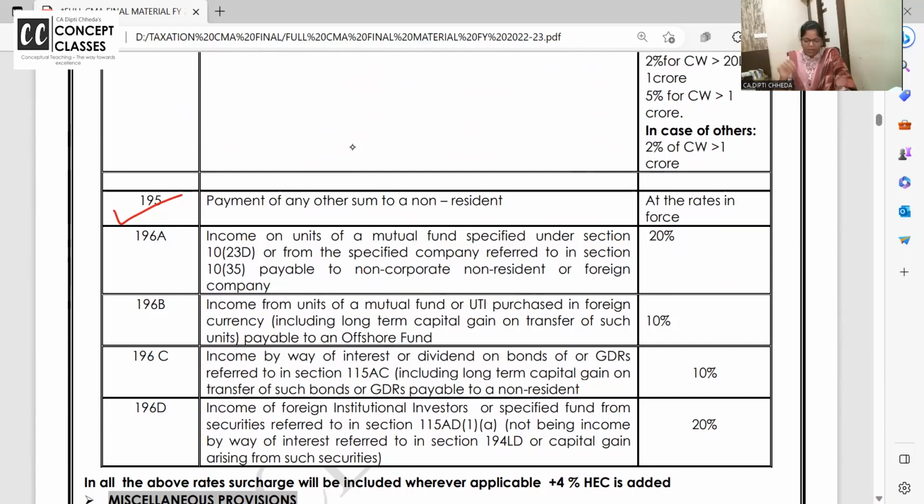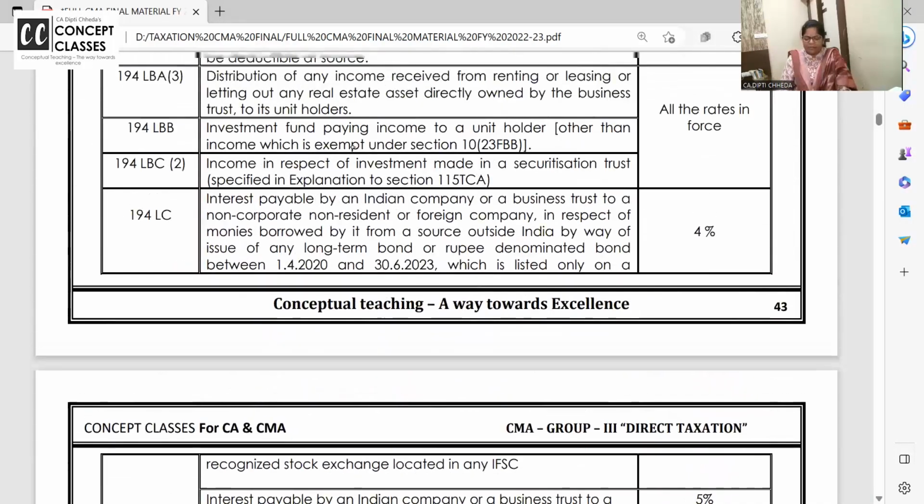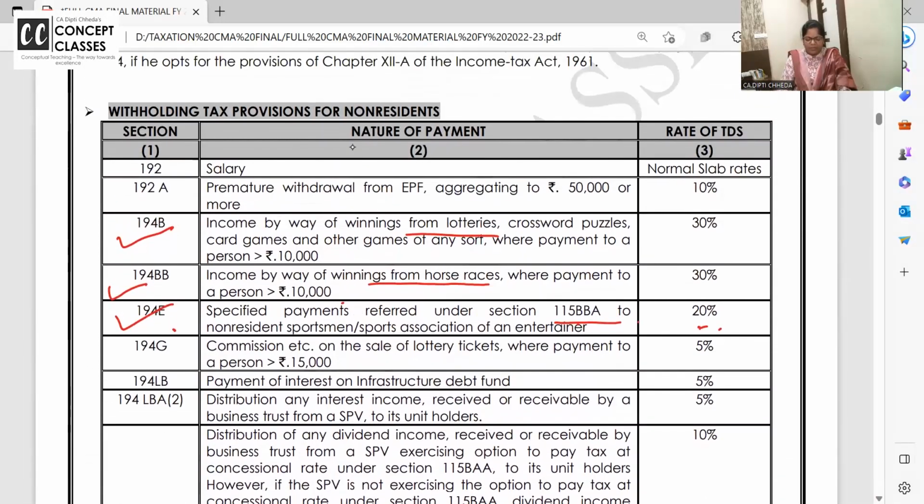ठीक है. राइट. और ये बाकी सब अब दूसरे इनकम्स हैं, GDR income and all. If you remember, fine. Otherwise, I am just discussing. It's okay, whatever it is.